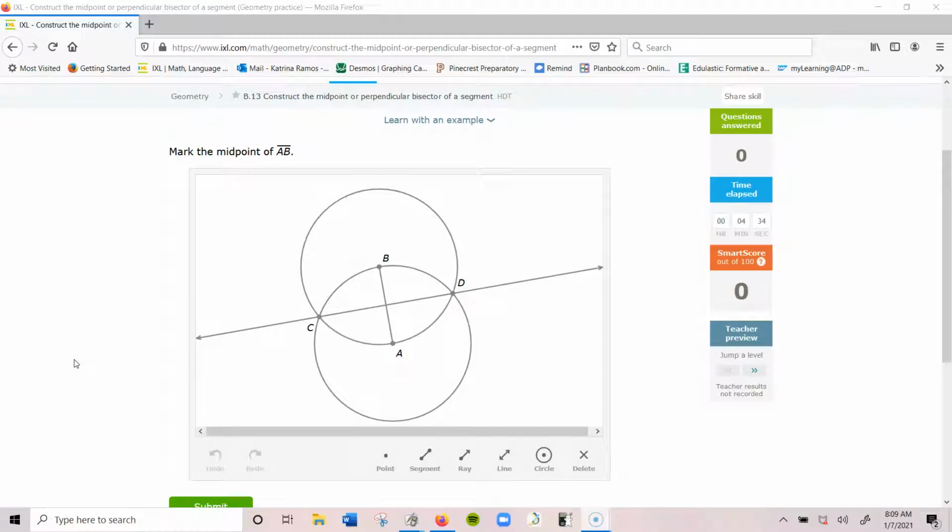Hey Amanda. So today for reviewing IXL B13, it's just easier for me to go through the IXL than to give you a mini lesson. So I'm going to go through each one of these questions and explain how to construct the midpoint.